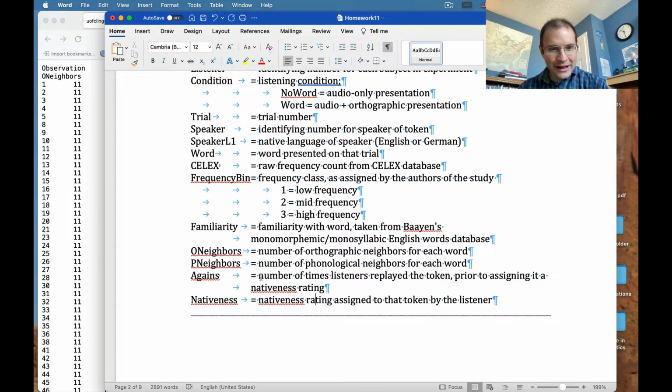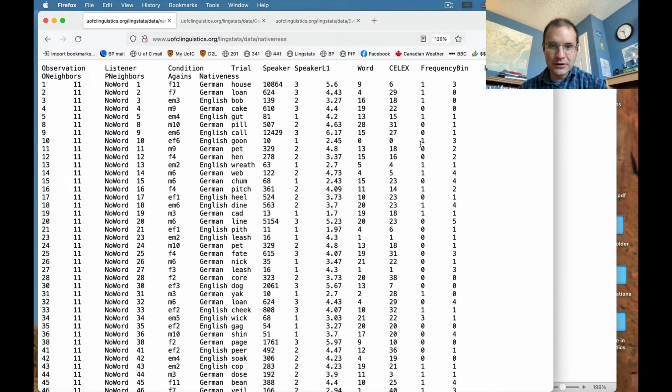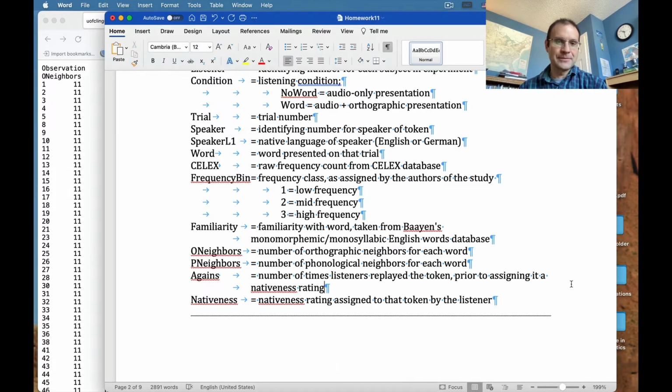Play it again, Sam. Or you can think of that as the number of repetitions after the initial presentation of the stimulus. So most of those are going to be 0. They just rated it right off the bat. But sometimes they listen to it more than once. For this one, they listened to it 3 times more. That's what that number represents.